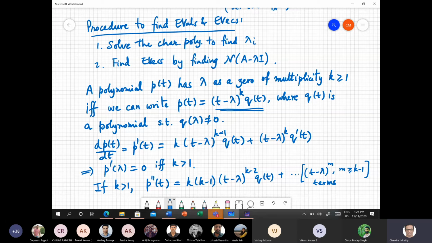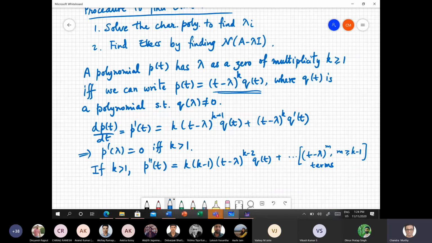And now once again, you can see that p double dash of lambda will be equal to 0 if and only if k is greater than 2. Because if k equals 2, then this term becomes t minus lambda power 0. And then if you substitute t equals lambda, this will remain equal to 1, and k into k minus 1 is going to be non-zero, and q of lambda is non-zero. So this whole thing will be non-zero, even though these terms are going to 0. And so p double dash of lambda will be 0 if and only if k is greater than 2, and so on.